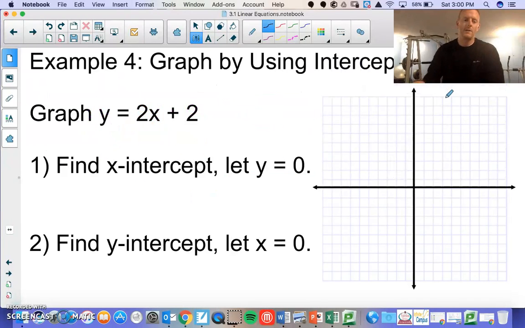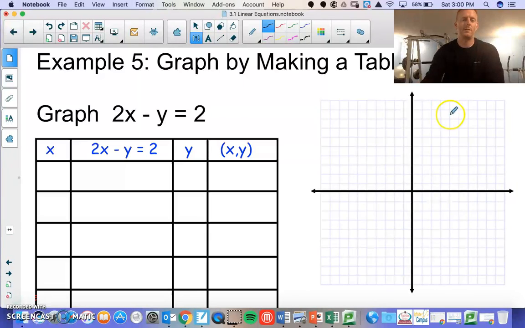All right, folks, take a gander at this. Let's skip that one. Take a gander at this. We're going to do this as our first problem when we come into class. This is graphing by using a table.